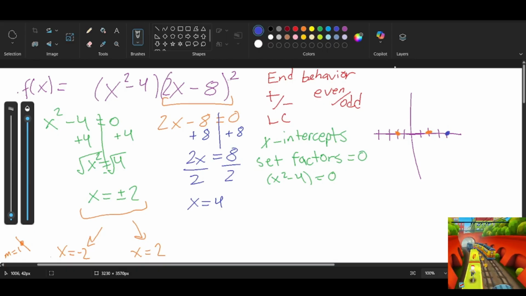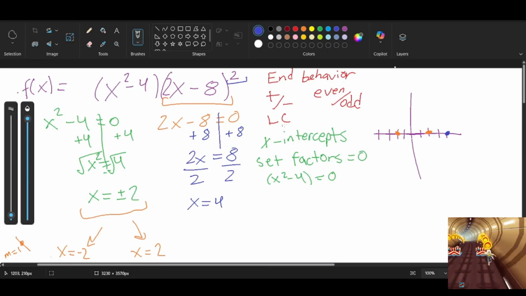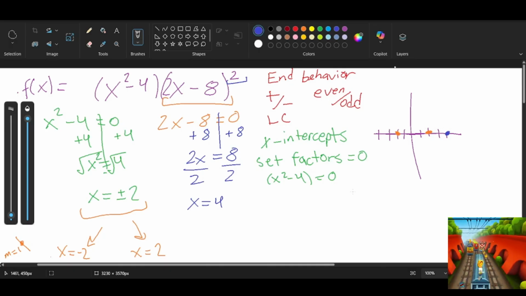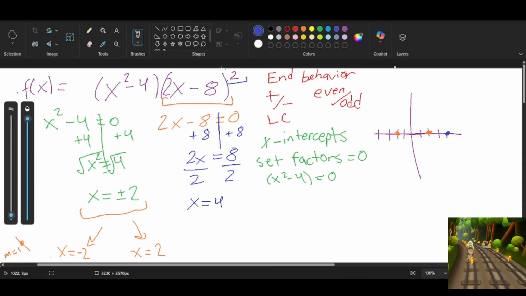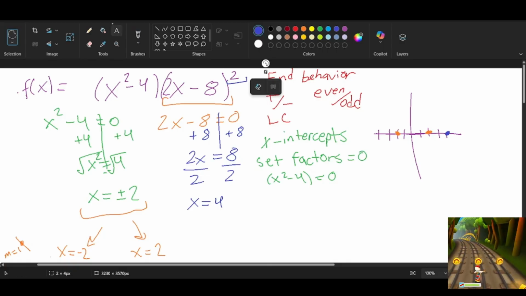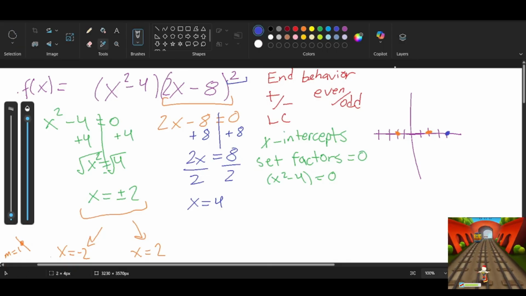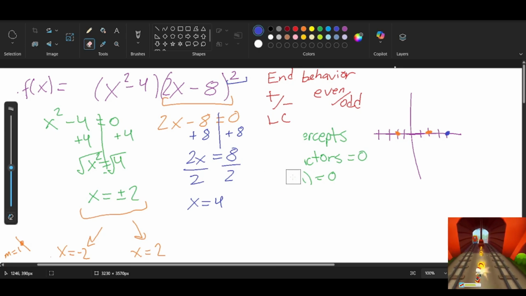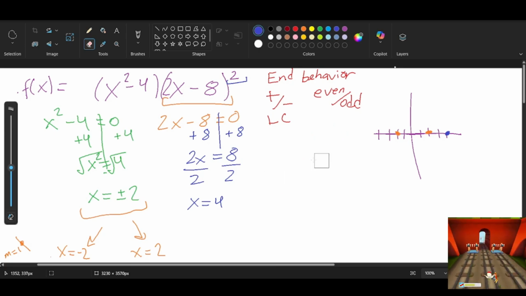But now I see that this parenthesis is squared. That tells me I have a multiplicity of 2 at my blue point on my graph. So I know it's going to bounce off that point. But I can't graph yet until I know where my graph starts and where my graph ends. I need to know my end behavior. So I'm just going to erase this so I have more room. Doesn't mean it's not important.